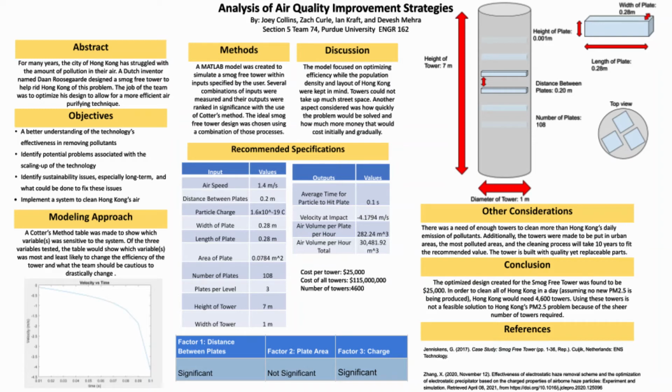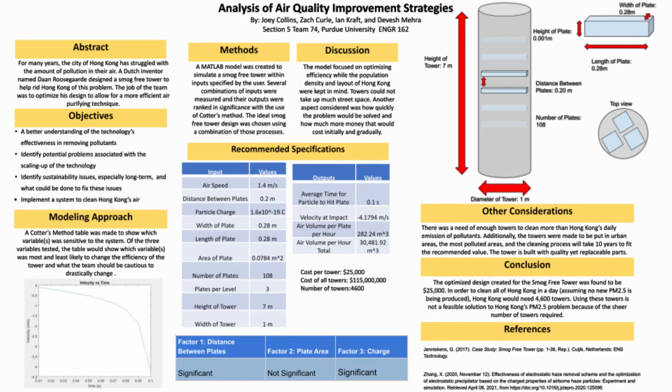And then the air volume per hour total, which would include all the plates, is 30,481.92 meters cubed. And looking at our number of towers, 4,600, that number is actually how many towers it would take to clean up all of Hong Kong's pollution, or PM 2.5, in one day. And that is assuming that Hong Kong is not generating any pollution at that time. So 4,600 is a fairly high number, and it's not totally feasible. And then below the recommended specifications section, we have a short section of our Cotter's method.